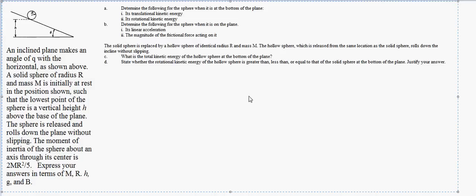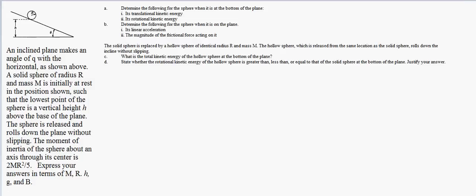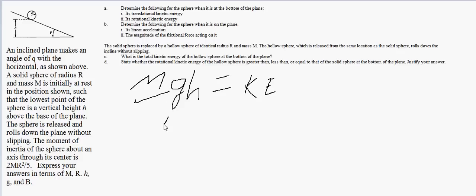It's the same thing. It doesn't make a difference because mgh is the same at the beginning. The potential energy is equal to the total kinetic energy. It's the same m, the same g, and the same h, so it's mgh. Now state whether the rotational kinetic energy of the hollow sphere is greater than, less than, or equal to that of the solid sphere at the bottom of the plane.